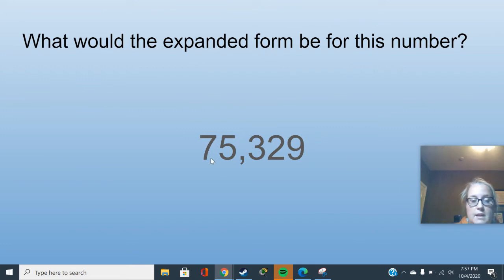So first, let's think about how to say this number. So I'm going to say the first 2 digits first. So 7, 5. So 75. 5 is in the thousands place. So 75,000. And then I'm going to say the last three digits, 329. So 329. So this number is 75,329. So I want you to think for a moment, what would this number be in expanded form?